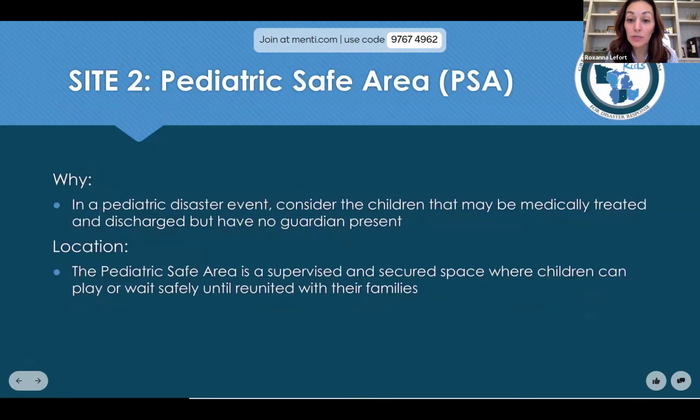The second site that we're going to talk about is the Pediatric Safe Area, and I feel like this is a little bit more self-explanatory. So it's going to be the site where a child who may have been brought in and treated and is ready to be released, but there is no family member there, a secure and safe place that those children can stay while they're waiting for that reunification process to occur. Next slide.